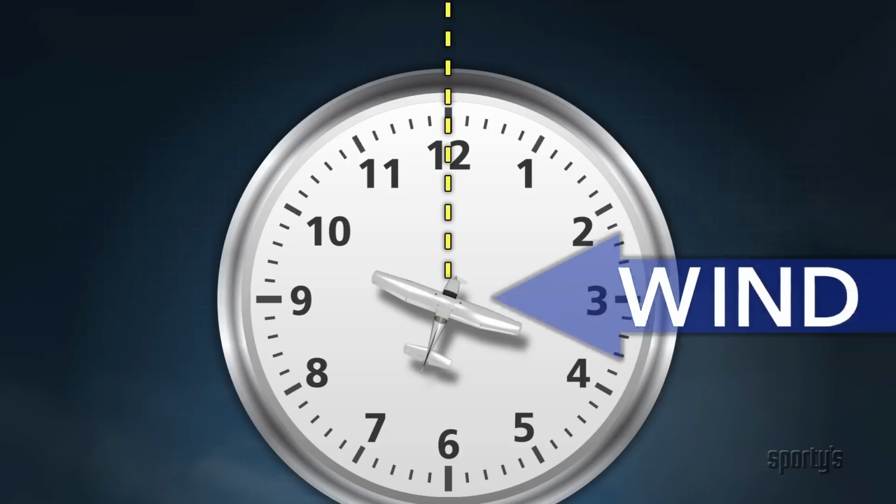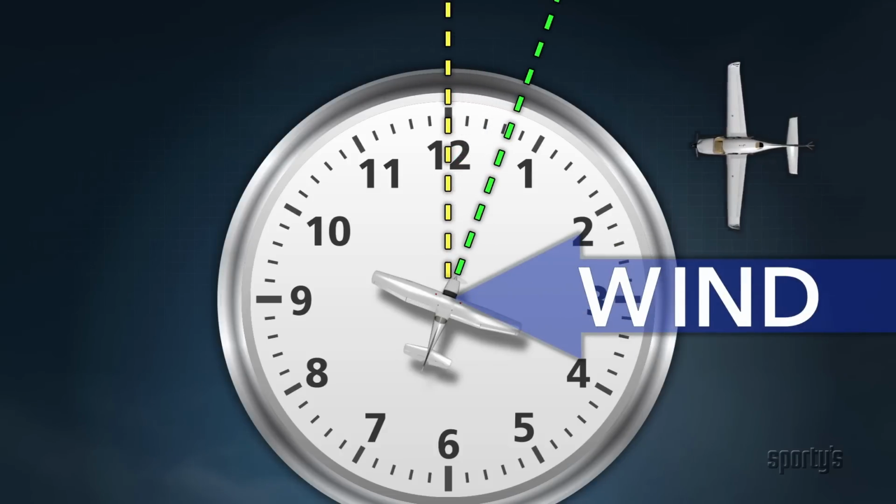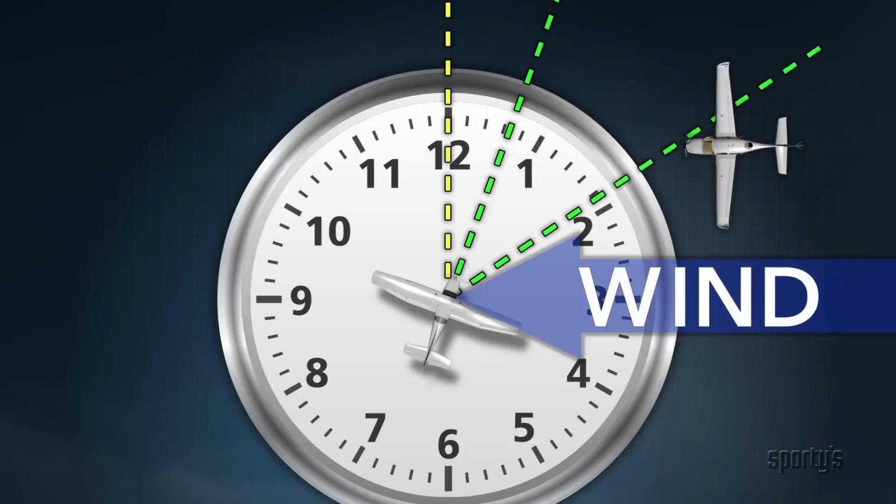If you're holding a 20-degree right wind correction angle, traffic that ATC reports at 2 o'clock would really be 40 degrees to the right of the nose of your airplane.